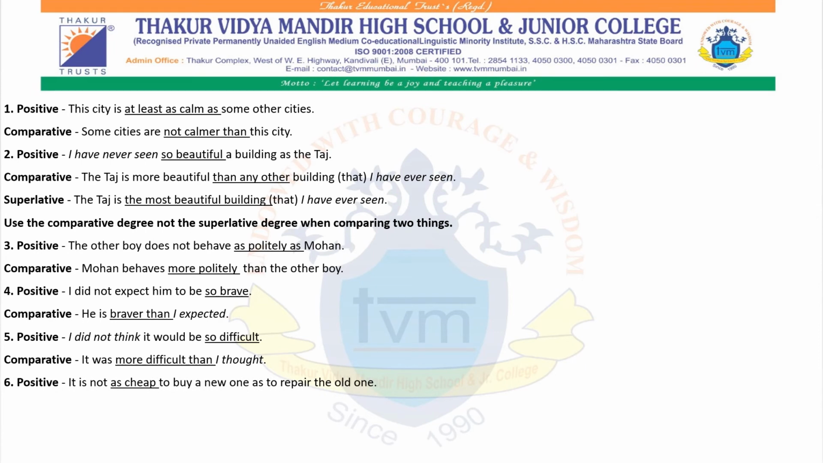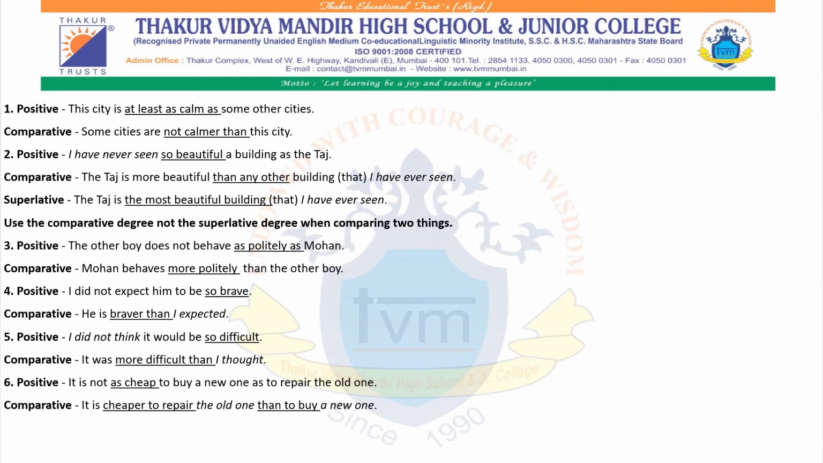Sixth example: it is not as cheap to buy a new one as to repair the old one. So what do we come to know about the quality? It is cheap, and the comparison is between buying and repairing. So it is not as cheap to buy a new one. So what is cheaper? To repair. So what will be the comparative degree? It is cheaper to repair the old one than to buy a new one.